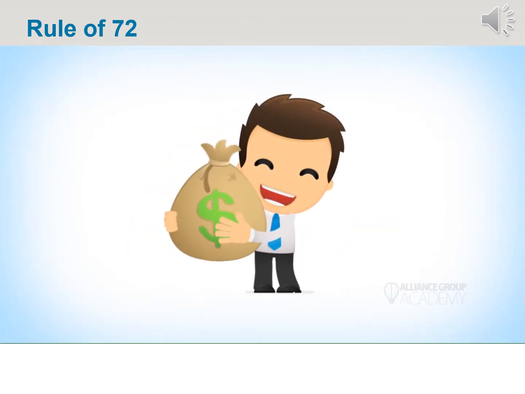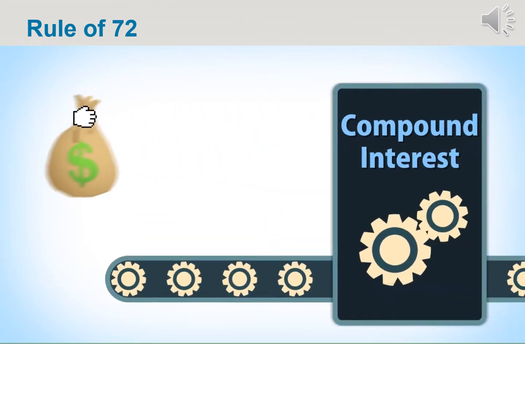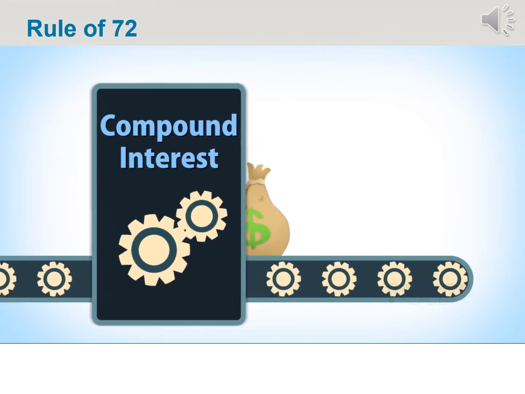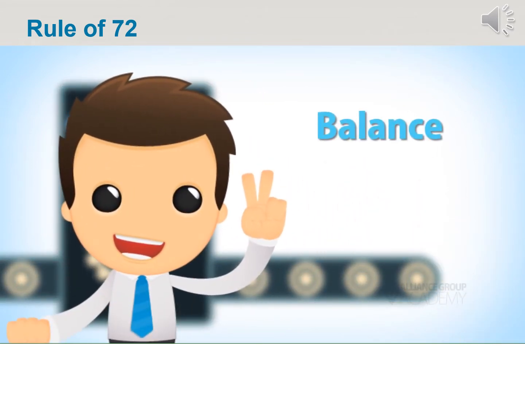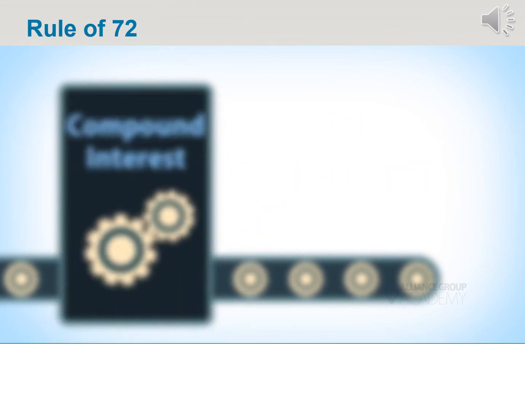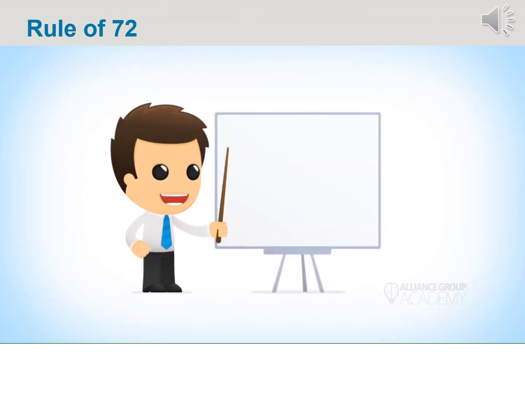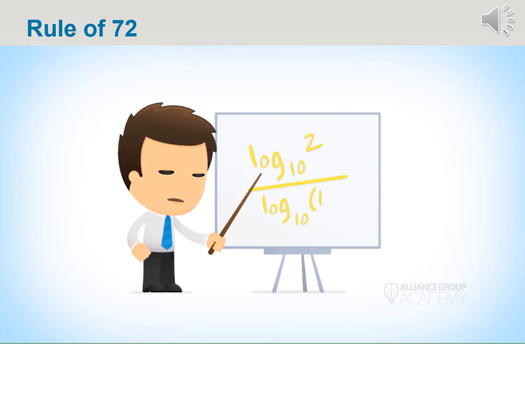So you've got a chunk of change, and you're smart enough, so you put your money into an account that gains compound interest. So how long does it take for your money to double in that account? Well, to find this out, you need two things: your balance and your interest rate. Now, like most things, there's an easy way to find your answer and a hard way. The hard way involves taking the logarithm base 10 of 2 as in 2 times our balance, over the logarithm base 10 of 1 plus our interest rate.